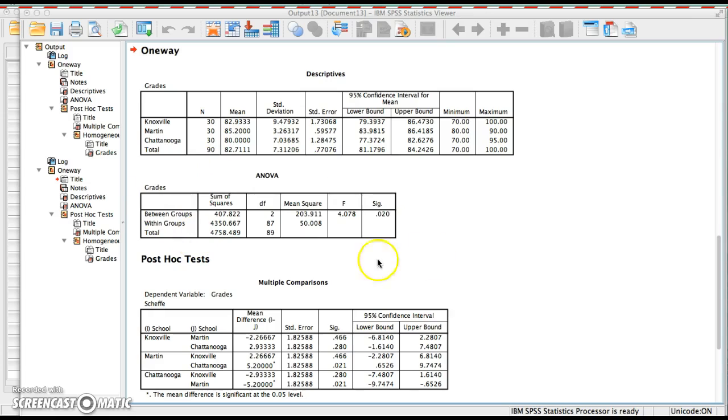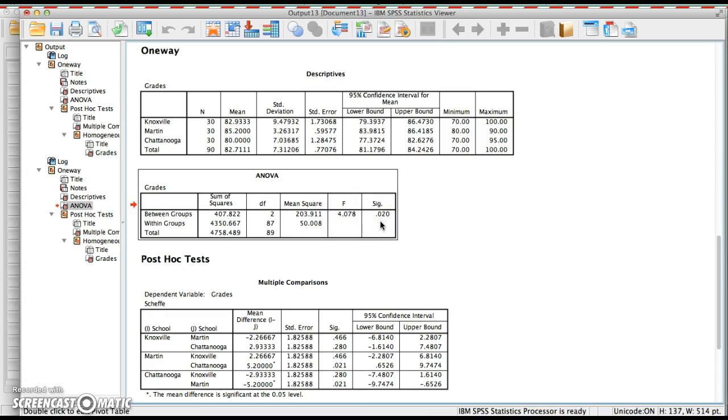Then what you have below that is your actual test. Now remember, in an ANOVA, we run an F test instead of a t-test. You have your F statistic over here, and you have your significance right here. What we see is that that is a significant p-value. It's less than 0.05, so it is significant.